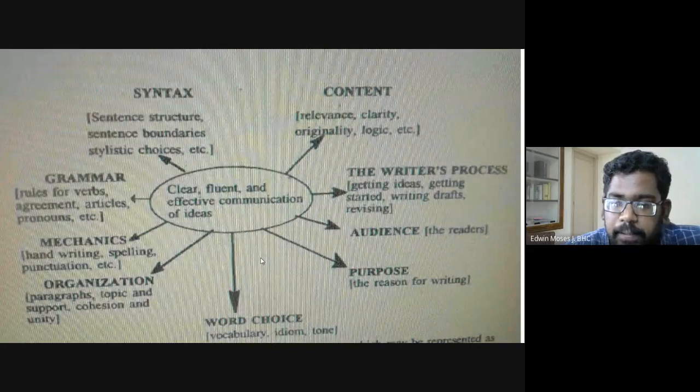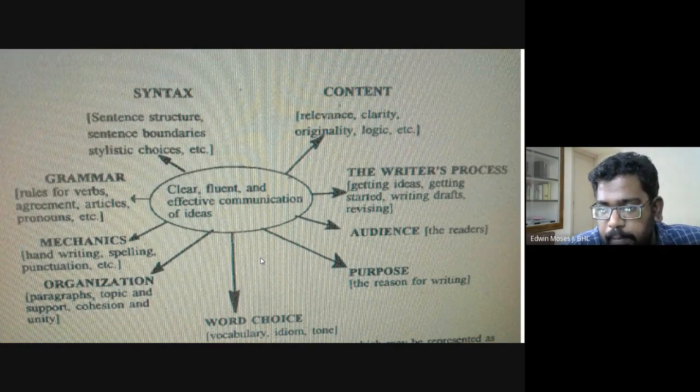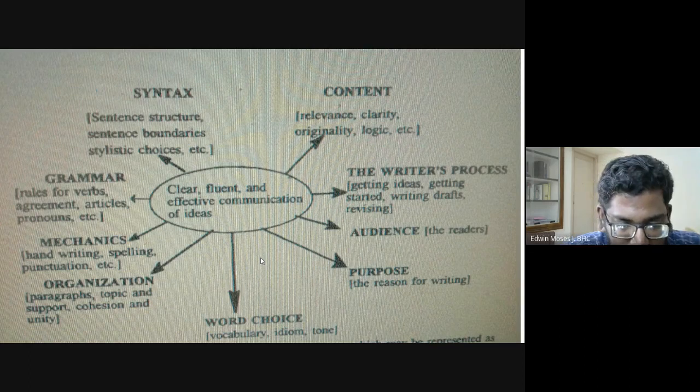So some of the syntax and content with regard to the sentence and the grammar part. The content, how it should be: clarity should be there, originality should be there, logic and syntax, the syntax structures, sentence boundaries, and the stylistic choices that you make. Grammar: rules for verbs, agreement, articles and pronunciations, and the mechanics of writing: spelling, punctuation, handwriting, where to keep a comma, where not to keep a comma.